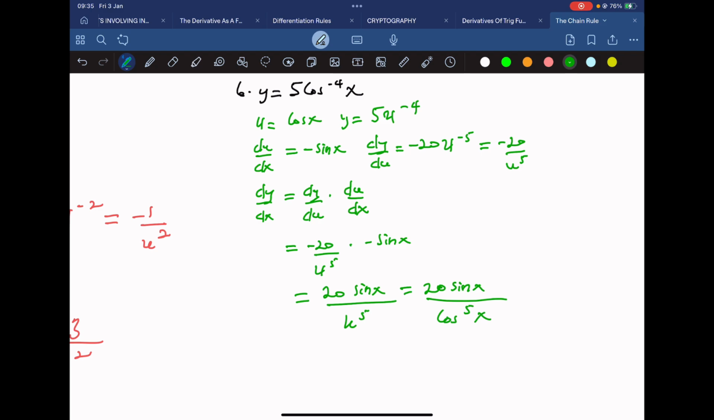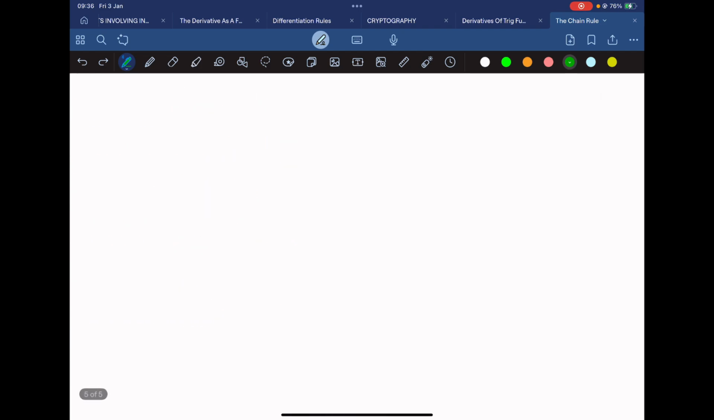So choosing the u is very critical. In this case, you don't choose u to be cosine -4. If you choose that, it's impossible to solve the problem. So what you do is you just consider the function that you want to differentiate. Okay, now let's move on to the next question.